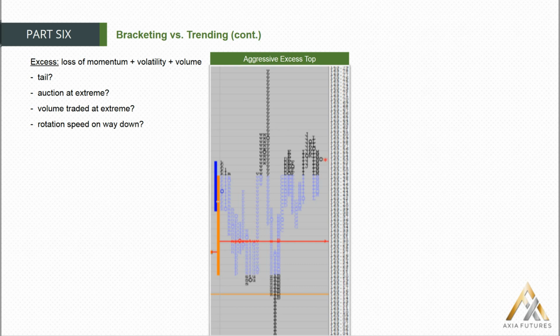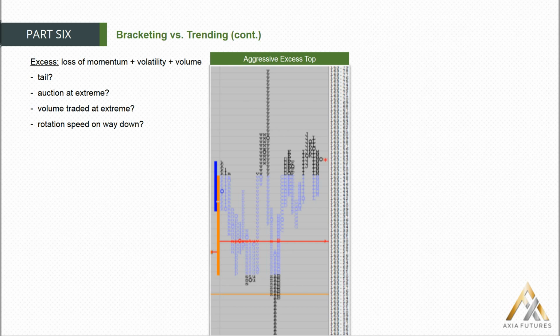So it's crucial to identify the two major differences. One, the excessive initiative taken by sellers at the higher prices, but then also the aggressive initiative taken even as prices continued to move lower. There was a lack of response from buyers, and that's what created the aggressive move down. Remember we said the aggressive excess top includes three things: volume, volatility, and a loss of momentum.